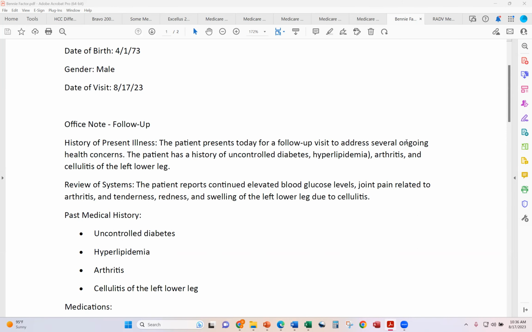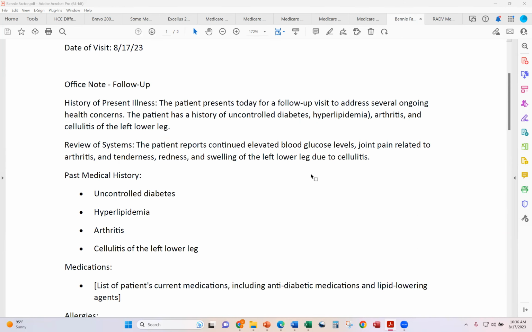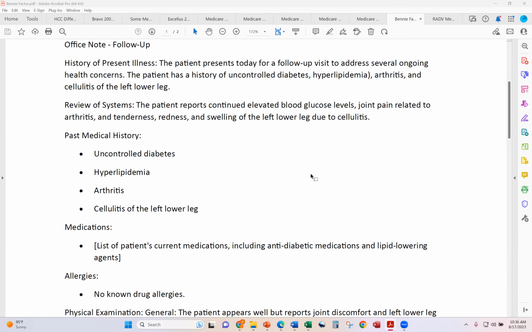Review of systems. Patient reports continued elevated blood glucose levels, joint pain related to arthritis, tenderness, redness, and swelling of the left lower leg due to cellulitis. Okay. Past medical history: uncontrolled diabetes, hyperlipidemia, arthritis, cellulitis of the left lower leg. Okay.